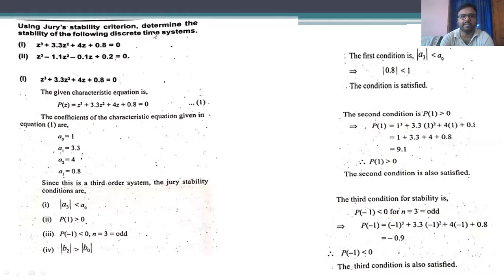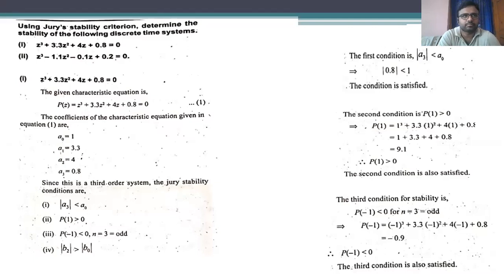Using the Jury stability criteria, determine the stability of the following discrete time systems. So here he has given two characteristic equations. The first characteristic equation is z cube plus 3.3 z square plus 4z plus 0.8 is equal to 0.